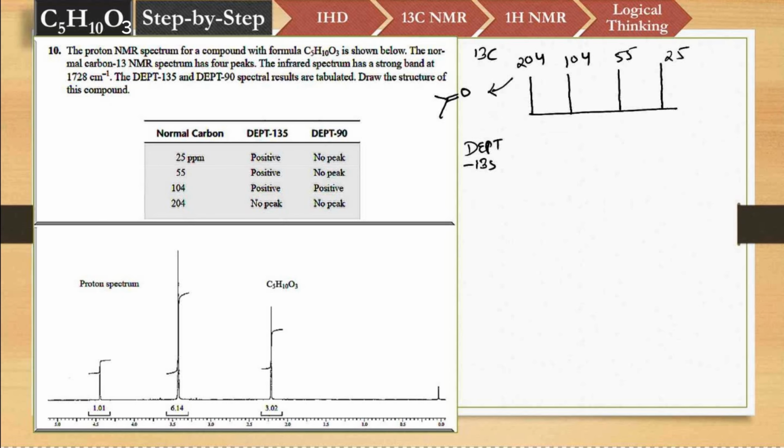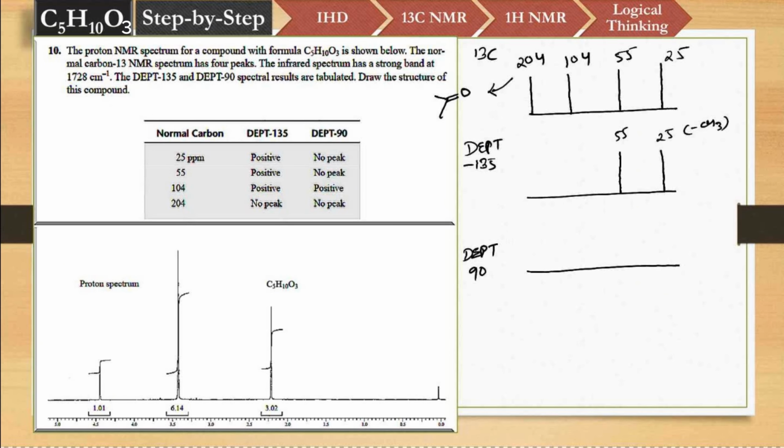In DEPT 135 we have signals in the positive phase. So this signal in the positive phase belongs to the methyl carbon, and we know that a signal in the positive phase belongs to a methyl or methine carbon, but the 55 could be methyl or methine. So we will see the DEPT 90 NMR, because in the DEPT 90 NMR we will not see the methyl signal or CH2 signal. We are going to see only the methine carbon signal.